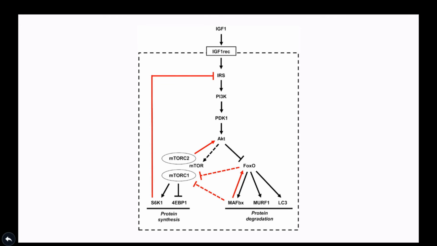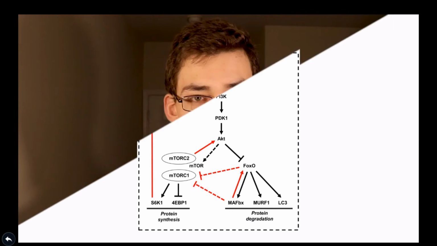So mTOR then further transduces on particular other proteins like 4-EBP, I think that's 4-eukaryotic binding protein, and an initiation factor which bind to our genes and lead to greater transcription and an eventual translation of that mRNA into actual proteins to then be used and integrated into our musculature.